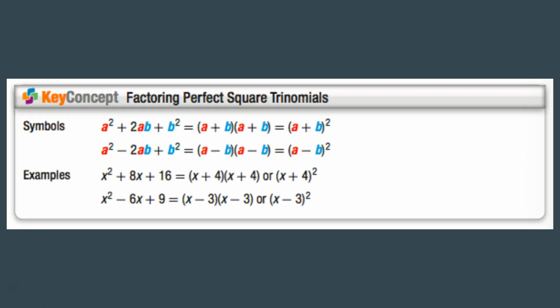Alright, so as you see here we have factoring perfect square trinomials. And you'll see when you have the a squared, the 2ab, and the b squared, that's how you know you'll be factoring perfect square trinomials. And there are examples below as well.